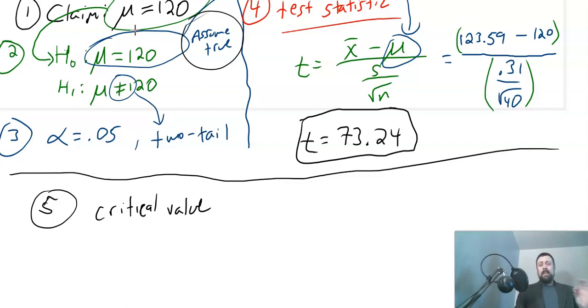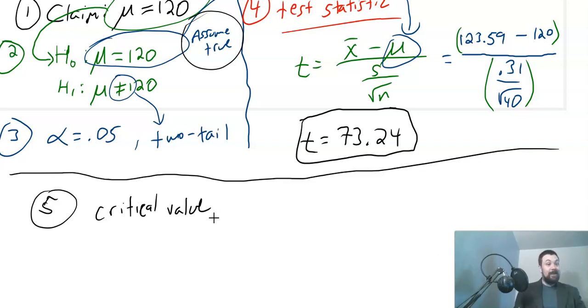The claim is a little bit different with the symbol that we use, but setting up the hypotheses is exactly the same as what we did in 8.2. This part, exactly the same. Critical value, p-value, exactly the same, except it's a t-distribution. So that detail's a little different, but still, it's the same thought process, right?